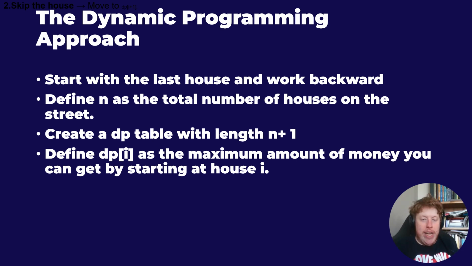We'll define n as the total number of houses on the street. We'll create a DP table with length n plus 1, and we'll define dp[i] as the maximum amount of money you can get by starting at house i.